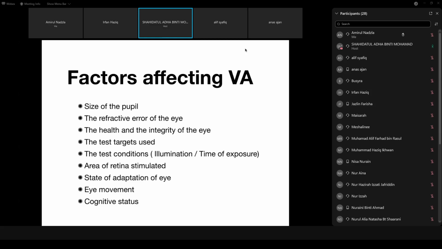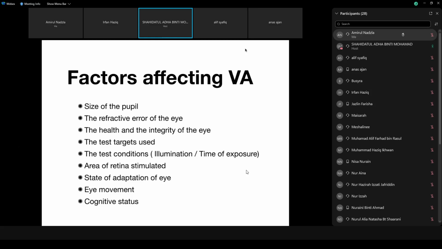The eye movement is like a patient with nystagmus. Okay, if they are born with congenital nystagmus, this patient will not have complaints of seeing dancing objects or anything. But if the nystagmus develops later, perhaps at the age of 15, 16 or 20 plus because of any medical condition, it will affect the visual acuity and the cognitive status. We don't do visual acuity in patients that have low GCS. Okay. Alright.